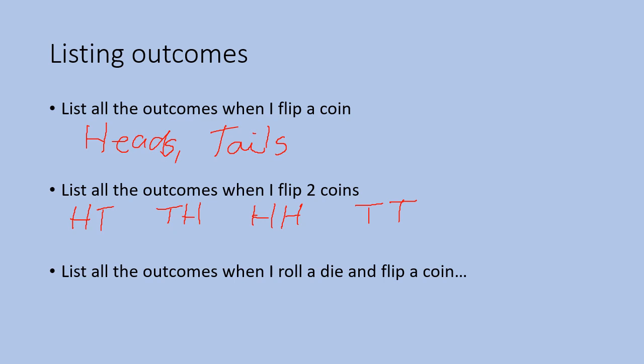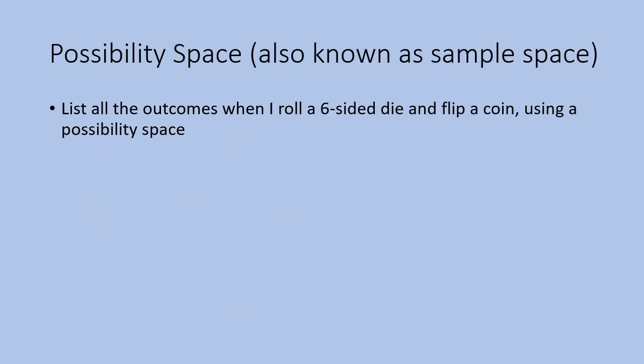And then lastly, this question says list all the outcomes when I roll a die and flip a coin. So you could get one heads, you could get two heads, you could get four tails, and so on. There are lots here, so we need to come up with a systematic way of doing it, and that is where the possibility space comes in. A possibility space can also be known as a sample space. That's something to be aware of. They are the same thing.